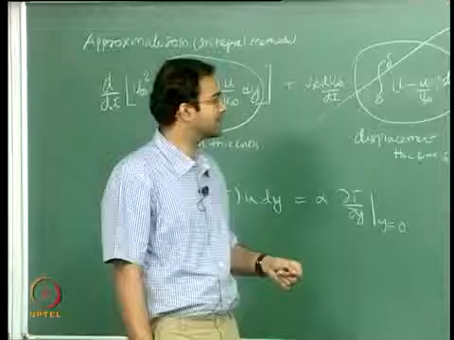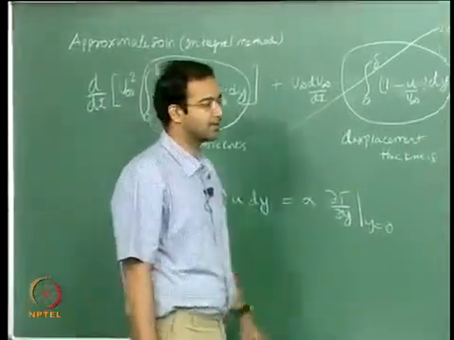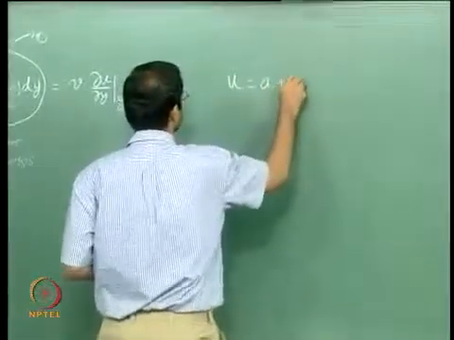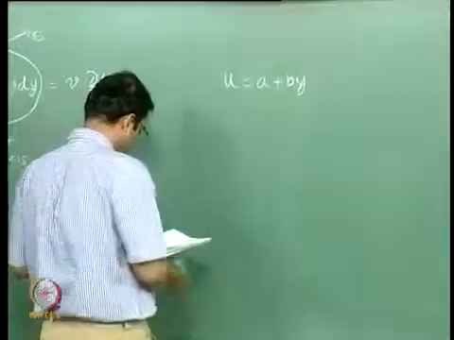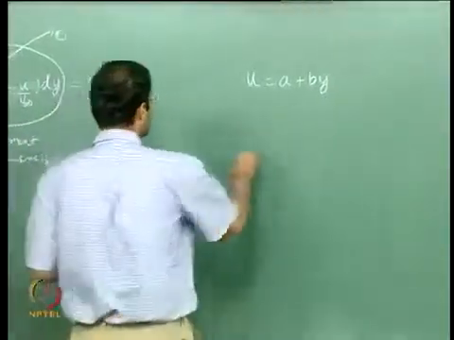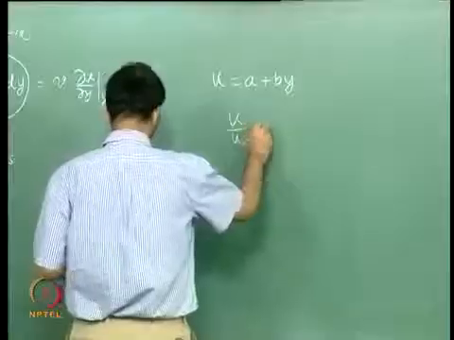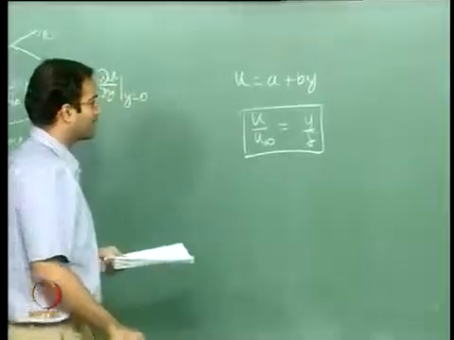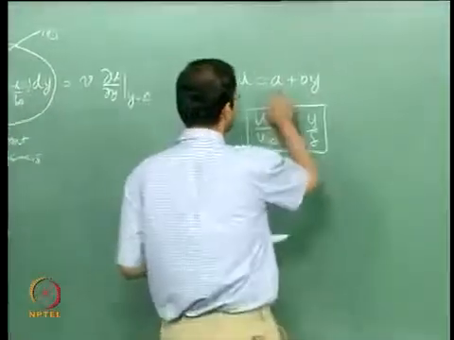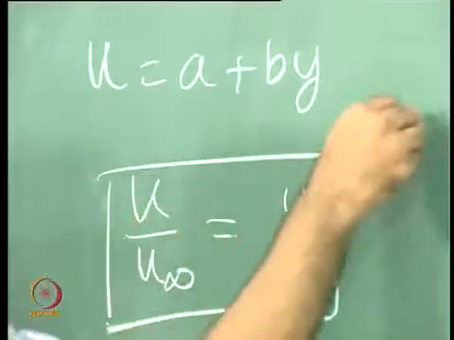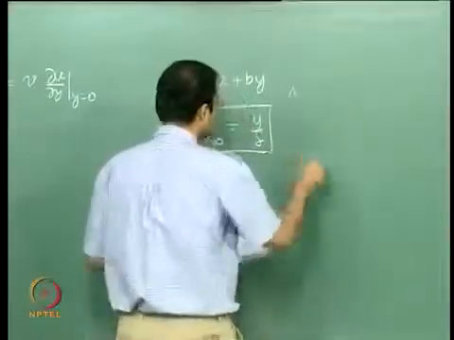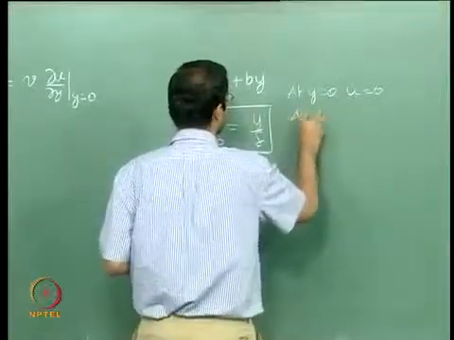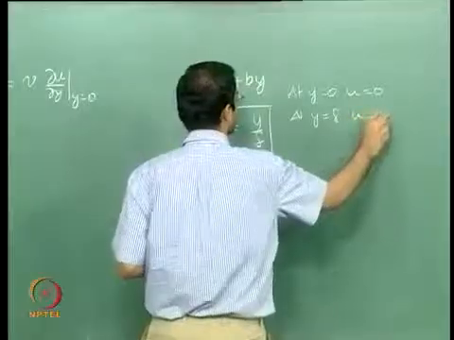And yesterday we did this for the flow problem. We guessed initially a linear profile, of the form u equal to a plus b y, and finally when we plug in, the profile comes out very simply as u by u infinity equal to y by delta. We were putting boundary conditions to determine the constants a and b: at y equal to 0, u equal to 0, and at y equal to delta, u equal to u infinity.